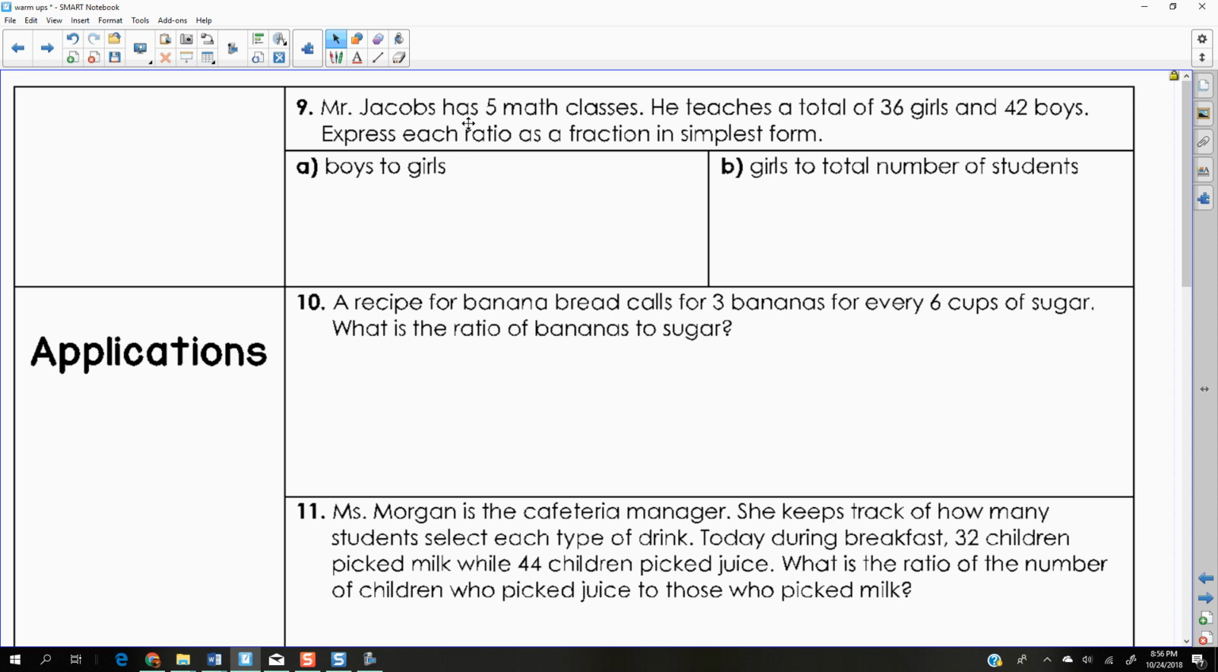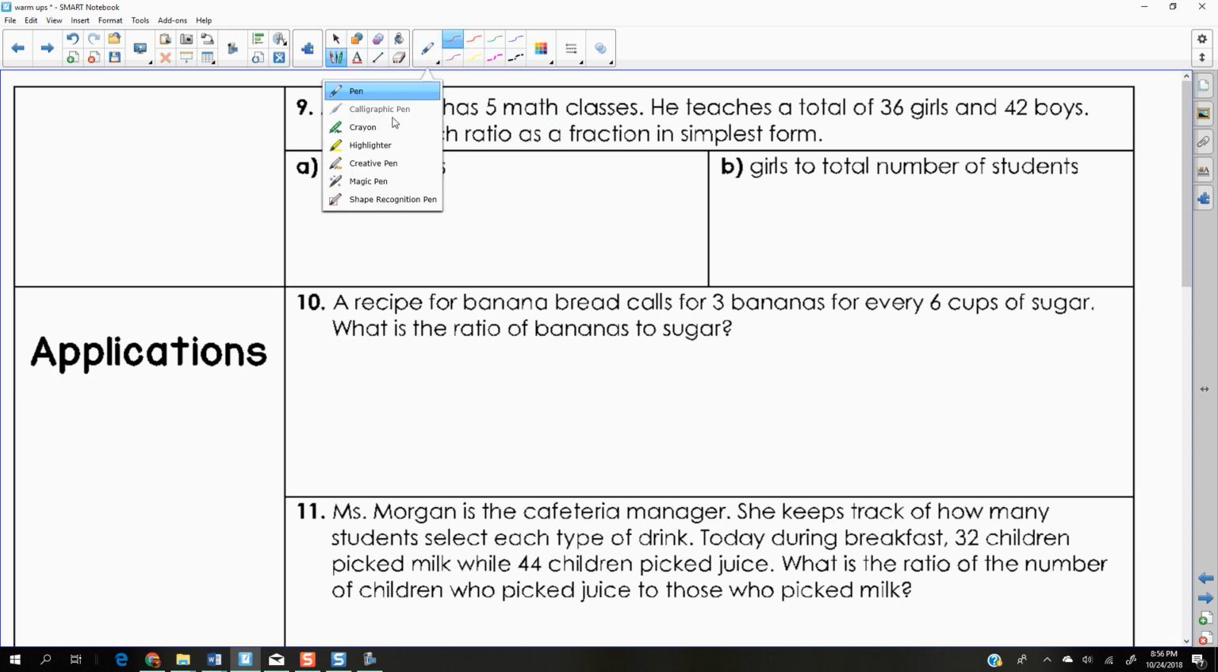Mrs. Jacobs has 5 math classes. Okay, so let's do some highlighting here. Let's look at these numbers. So she has 5 math classes. Whoops, not she. Sorry, my bad. He teaches a total of 36 girls and 42 boys. Express each ratio as a fraction in simplest form.